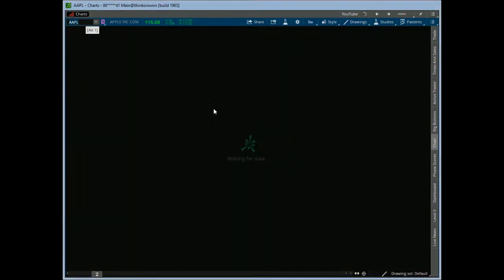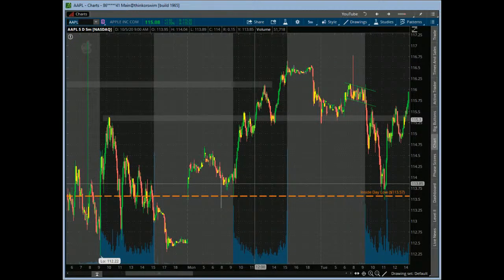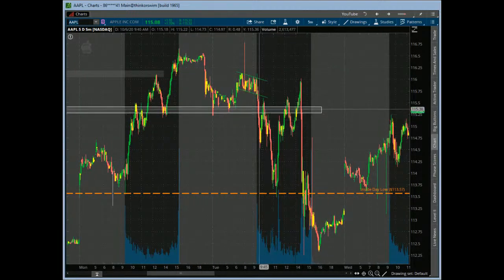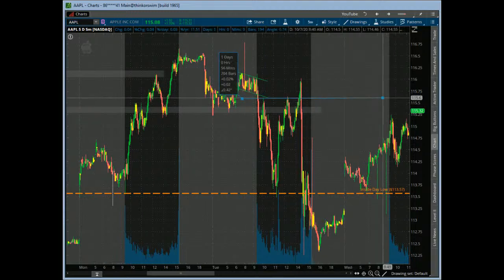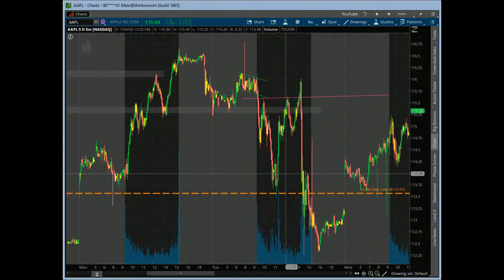So Apple recently, let's get this pulled up here. So Apple actually recently gave an inverse head and shoulder pattern right here the other day, right? So we had a breakout move here before the rug pull yesterday, right? So we had the shoulder, the head, and the shoulder, right?